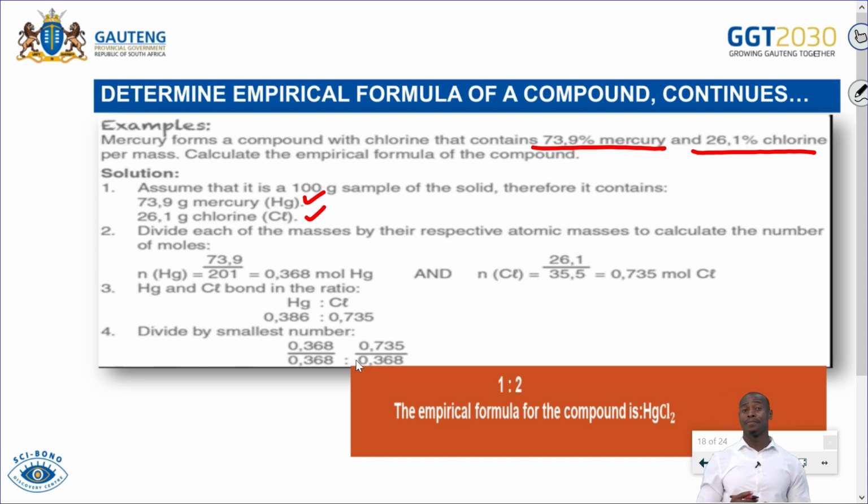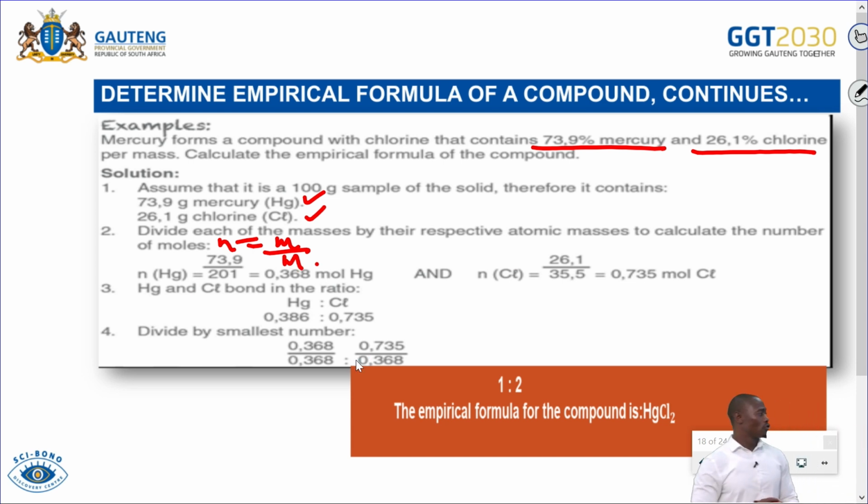So you express those percentages as masses. If you're having 73.9%, it is the same as 73.9 grams. If you're having 26.1%, it is the same as 26.1 grams. So you are having the mass now. Then from here, you have to calculate the number of moles of each element. If we are given the mass, how do we calculate the number of moles? The equation that we use: number of moles is mass over molar mass.